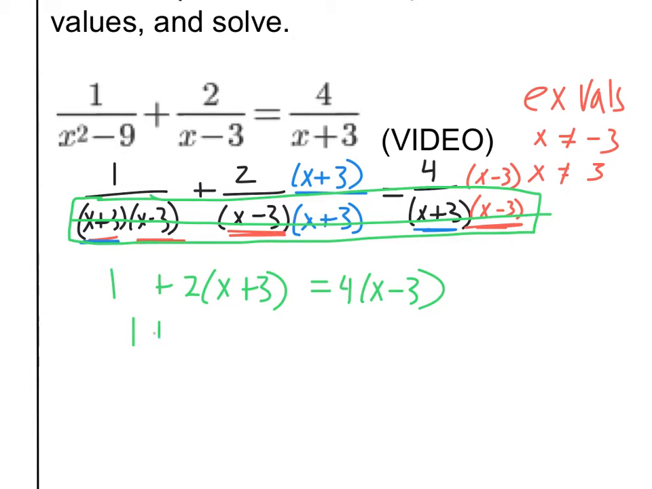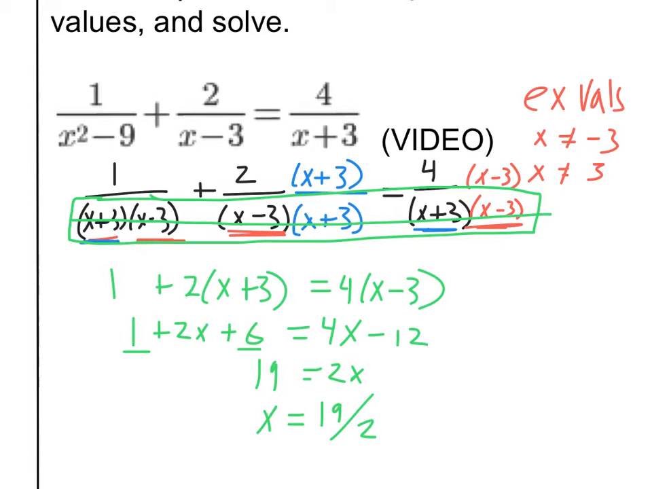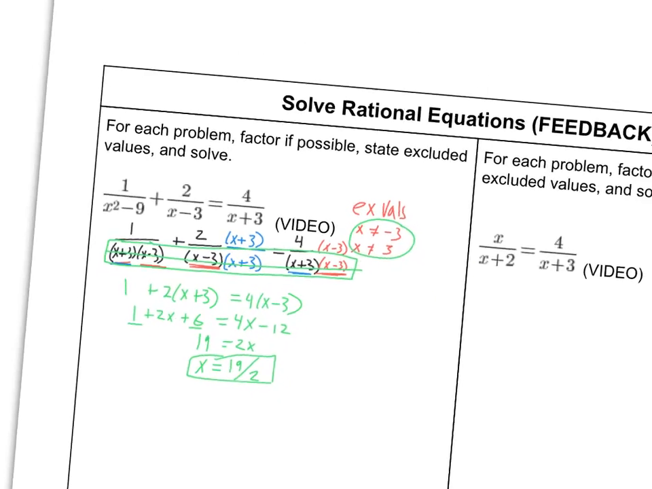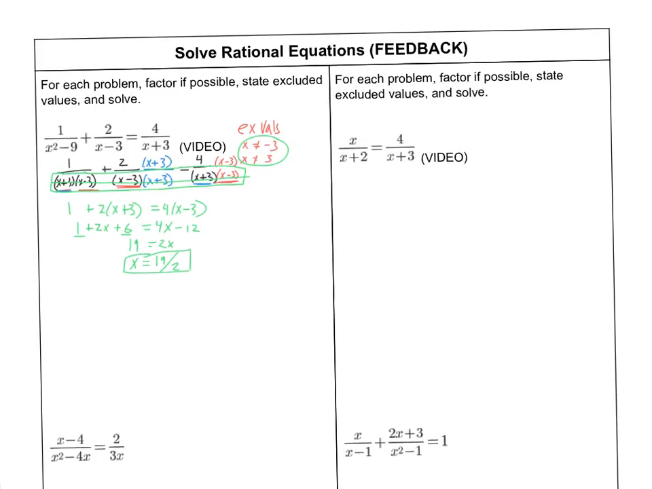So that's 1 plus 2x plus 6, doing some distribution, is equal to 4x minus 12. I'm going to subtract 2x from both sides to get a 2x there. 1 plus 6 is 7. I'm going to add 12 to get 19. We get x is equal to 19 over 2. Since 19 over 2 is not one of my excluded values, we are okay. I wasn't meaning to accidentally give you a problem that doesn't work out right.